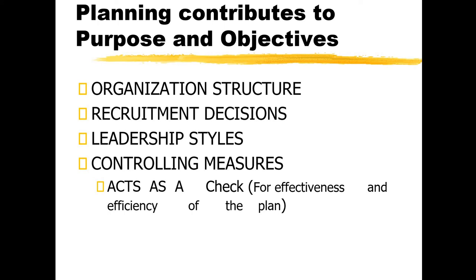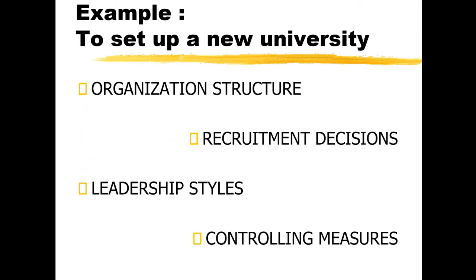Let's take an example. Suppose we want to set up a new university, and we will try to understand how our plan will affect these 4 points. Depending on the kind of university we are going to set up, we will have that many departments, and we will have the organization structure prepared accordingly. So therefore, the plan of the new university will have an influence on the type of organization structure that is going to be there. Second, about recruitment decisions.